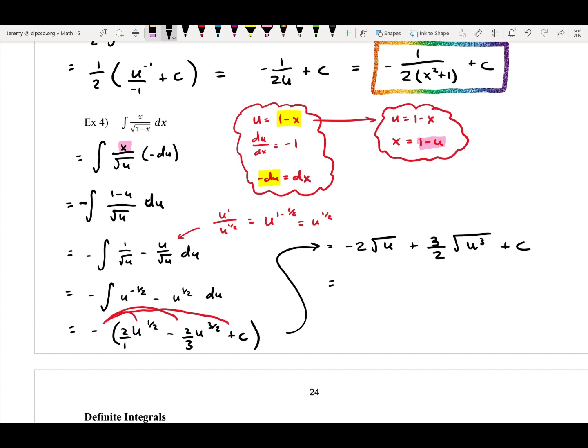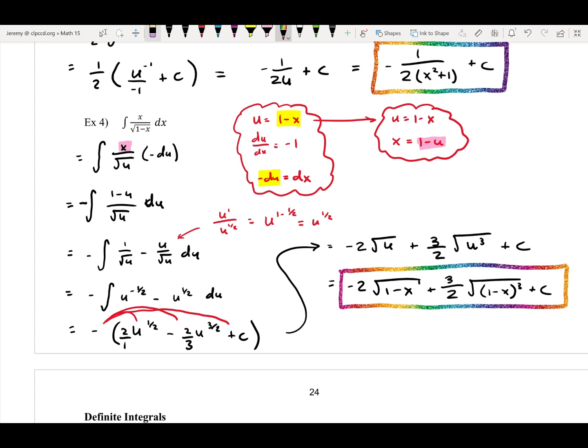And the final step is getting it back in terms of x. So substituting in 1 minus x for u, I get negative 2 square root of 1 minus x plus 3 over 2 square root of 1 minus x cubed plus c. And yeah, that looks good. I think that's simplified enough. I'll box it up.